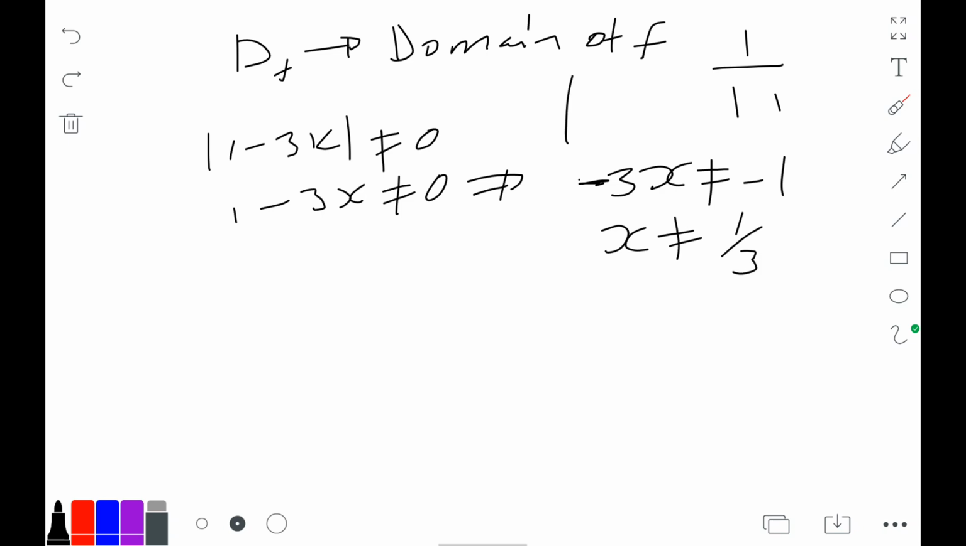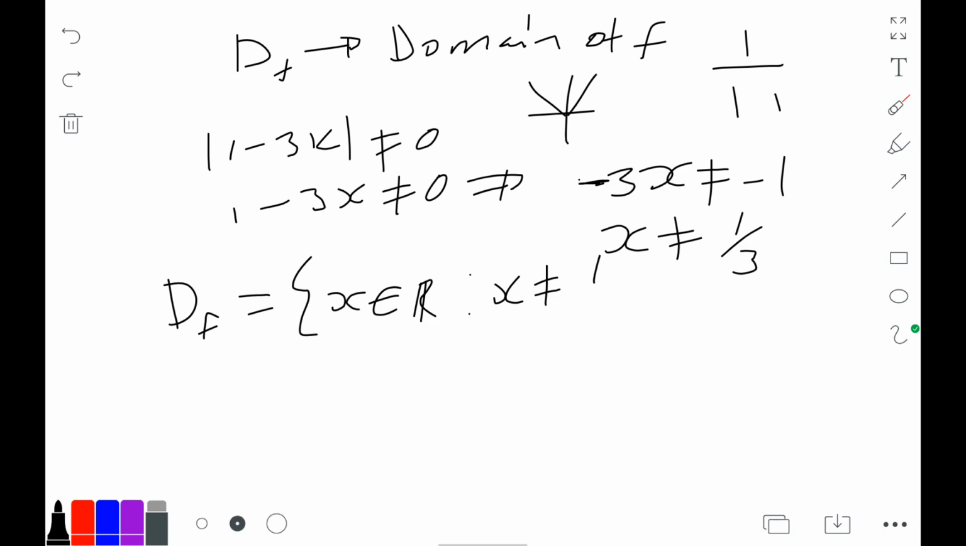So remember, based on the graph, this graph goes this way, so it takes the positive and the negative. So the df, the domain of f, you can write it as x is an element of the real numbers, given that x is not equal to 1 over 3. So just by writing this, you have written the domain of f.